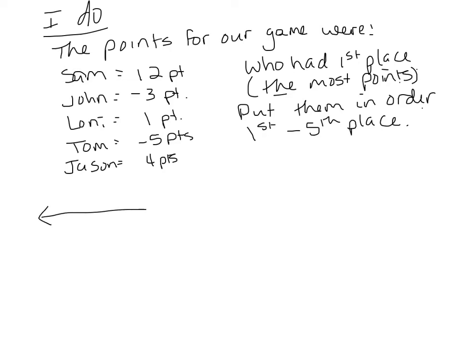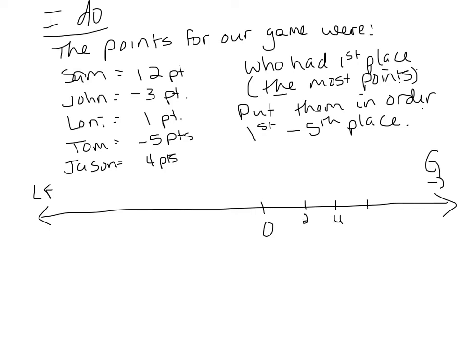So you could use a number line to help arrange it in your brain. This is greater, and this is less or worse. So we'll put 0 in the middle there. Sam, we'll start with Sam, had positive 12 points. Okay, we'll go 2, 4, 6, 8, 10, 12. There is Sam. John had negative 3 points. Negative 2, negative 4, which puts negative 3 right there for John. Lonnie had 1 point right there.